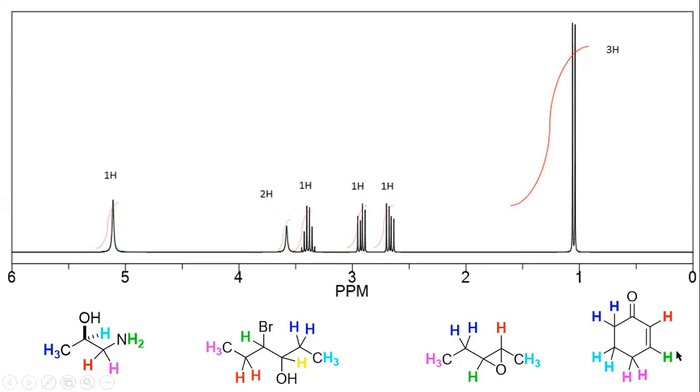Do you see these hydrogens here on the double bond? Where would those show up? If you remember from yesterday when we talked about the different chemical shifts, where do protons that are attached to alkenes normally show up? Does anybody remember?